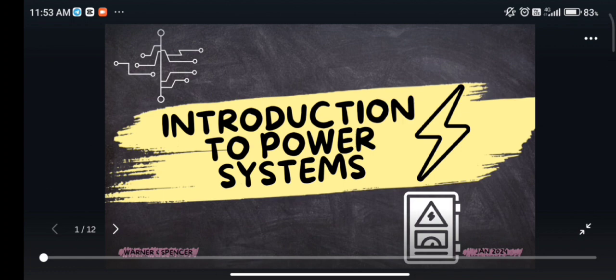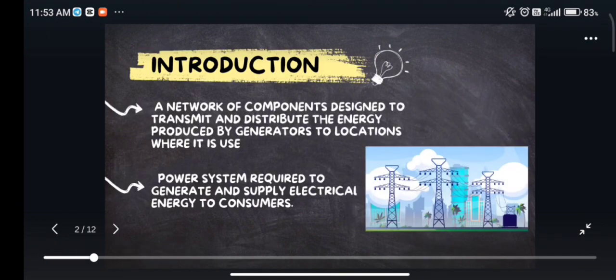Today I will present my slide. It is about introduction to power subsystem, which is chapter 4 in EPO. Next, for the introduction, a network of components designed to transmit and distribute the energy produced by a generator to the location where it is used. A power system is required to generate and supply electrical energy to consumers, such as residential and industrial and so on.